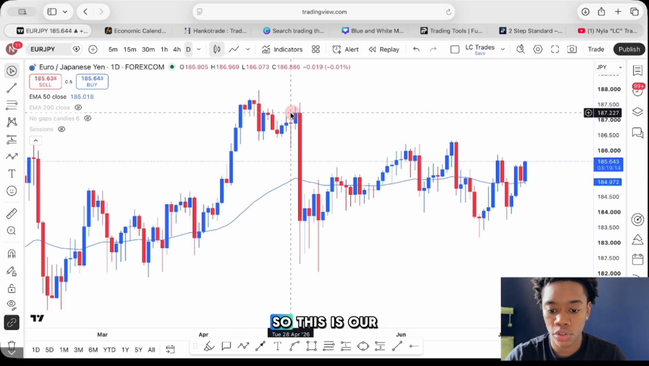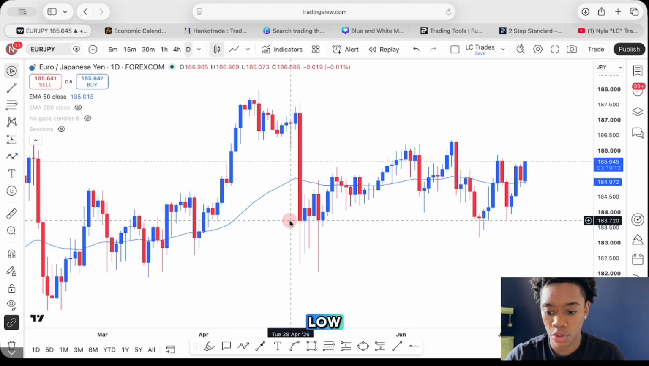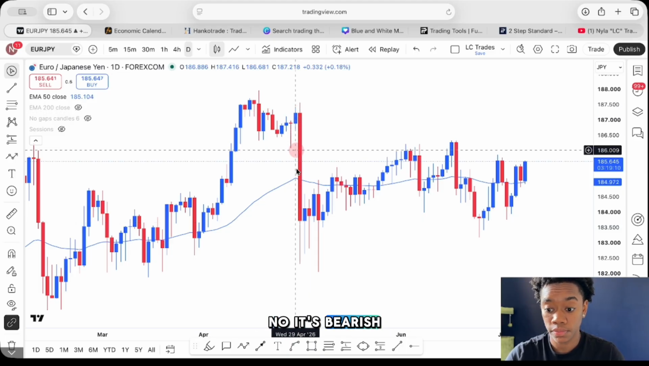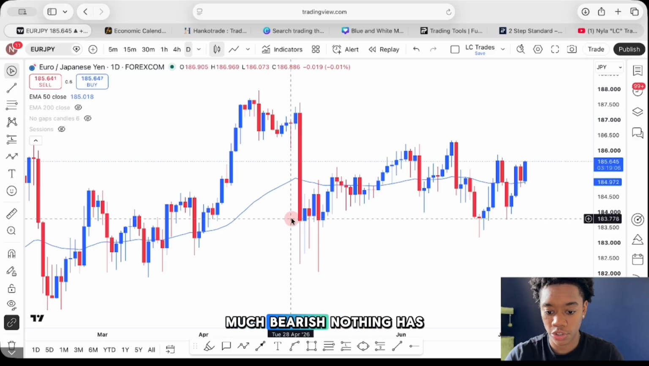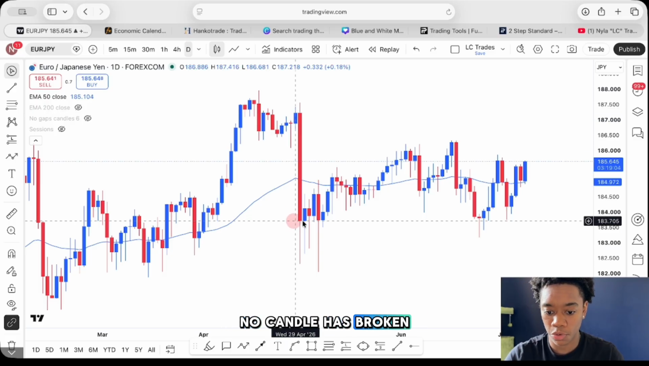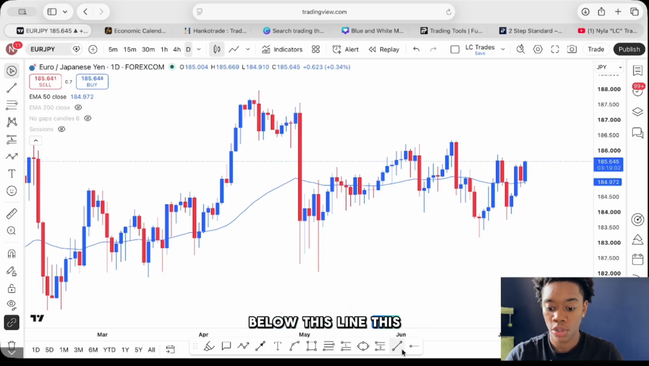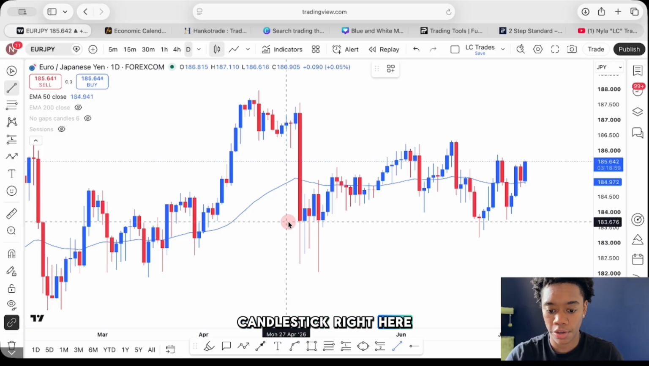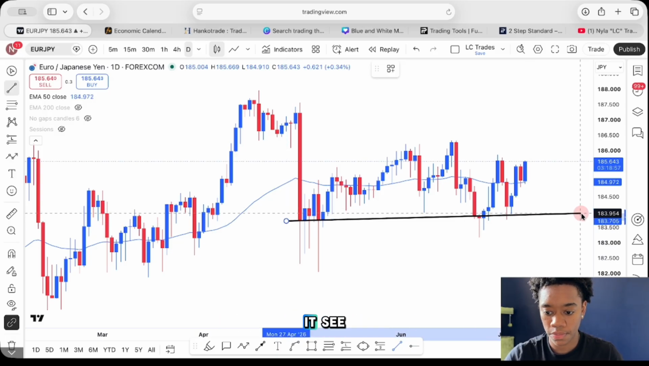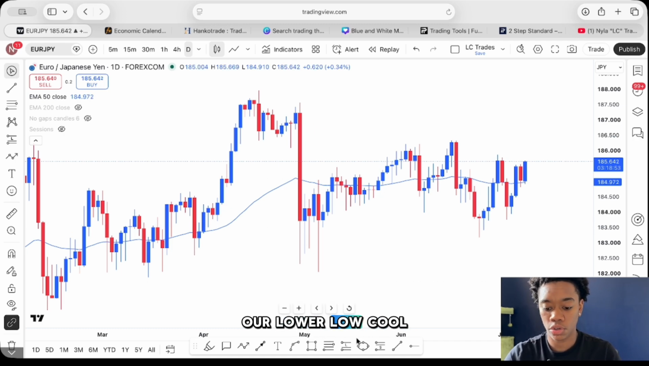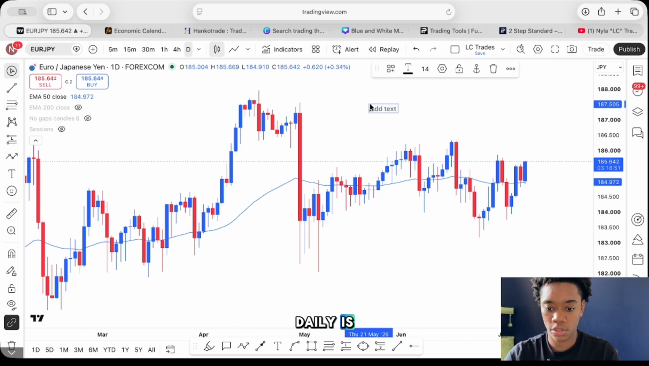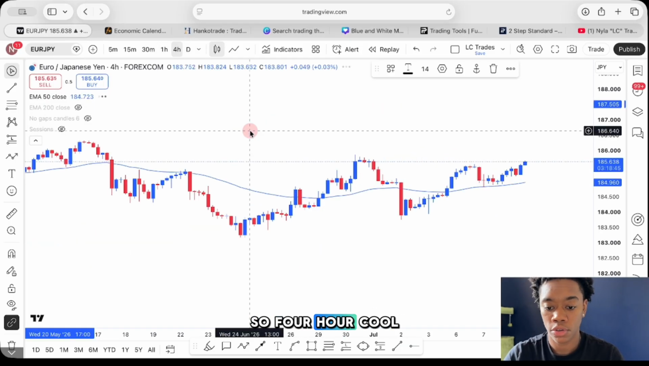All right. So this is our lower high right here. This is our lower low. Oh, actually, no. It's bearish. Actually, yeah, it's very much bearish. No candle has broken below this line, the body of this candlestick right here. Nothing has broken below it. So that's our lower high. That's our lower low. Cool. Daily is bearish. Good job, guys. So 4 hour, cool.